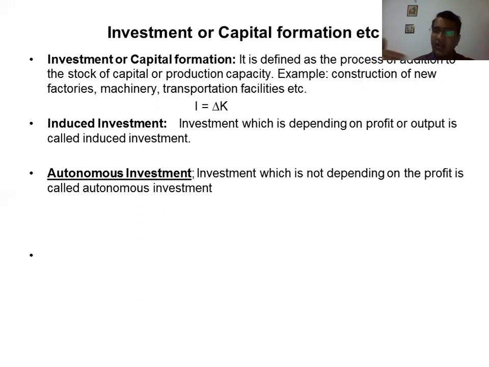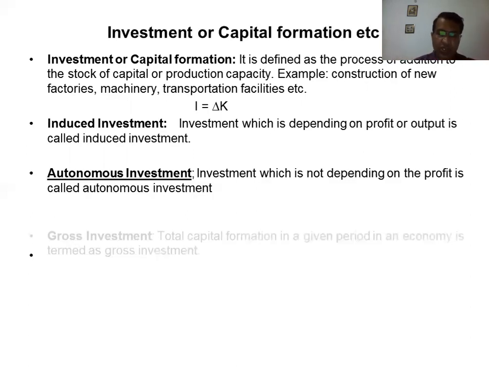If you invest, then it does not increase when profit increases, mostly in the short period. In the long period it can increase, but in the short period it will not. So it is autonomous investment because it does not depend on profit or output. But induced investment depends on profit or output. When profit increases, it increases. The autonomous curve is parallel to the OX axis, and the induced investment curve is at a 45-degree angle. It means when profit increases, investment also increases.